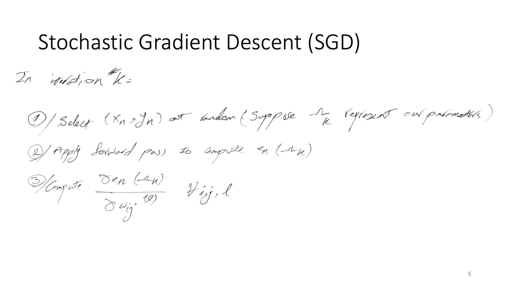So this corresponds to dEn of omega k divided by dWij of L. And now we have to update the weight Wij of L. We're going to update it by our step size and the specific gradient that we got out of those derivations.